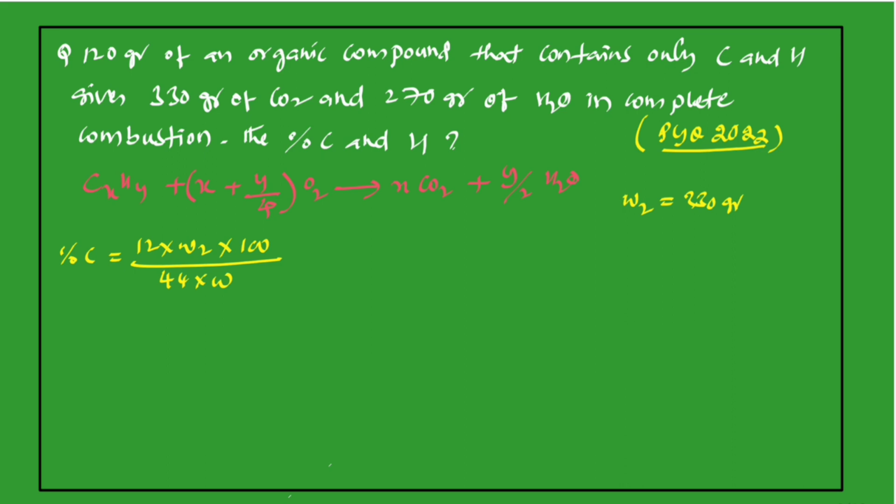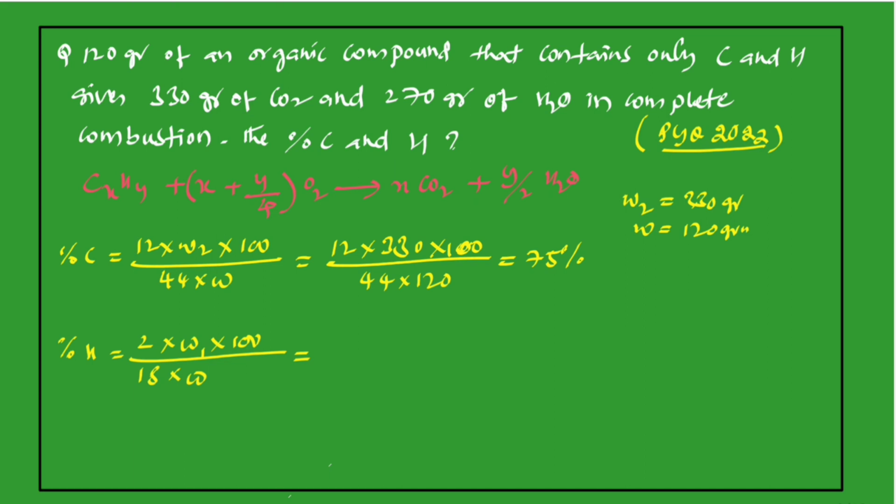Have a look at the weight of the organic compound. The weight of the organic compound is 120 grams. W2 is 330 grams, W is 120 grams. Simply substitute the values: 12 into 330 into 100 upon 44 into 120. Then we calculate and get 75 percentage.